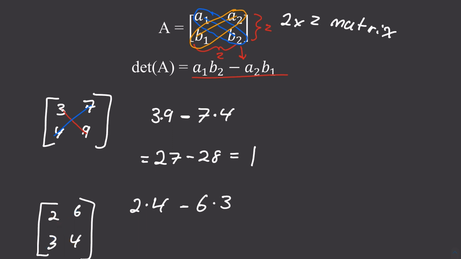You can almost even draw a path here like this. 2 times 4 minus 6 times 3. And this is going to be 8 minus 12. So our determinant is going to be negative 4.